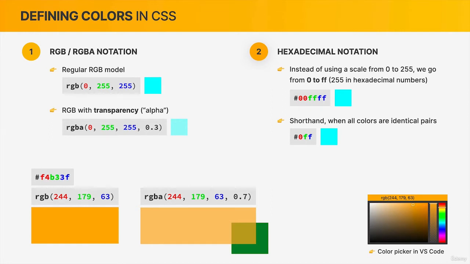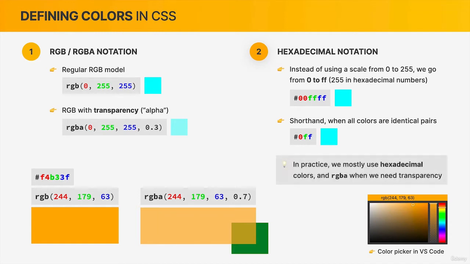All right. And now a little bit about how we actually do things in practice in the real world. So in practice, we mostly use the hexadecimal notation. And then if we need transparency, we use the RGBA function. So as you see here on the left side with the alpha value.